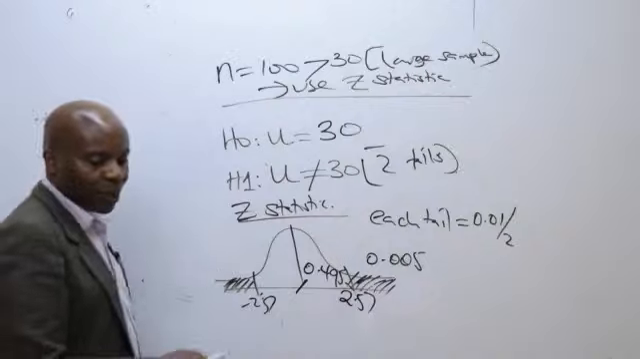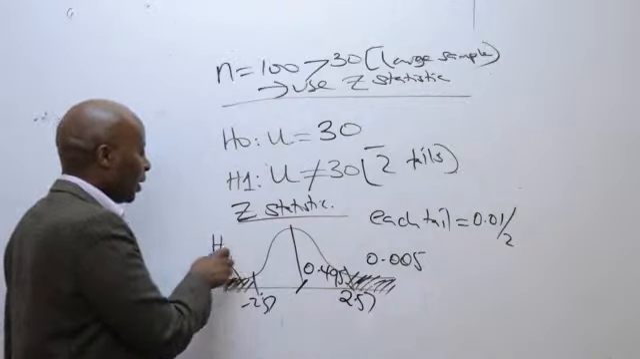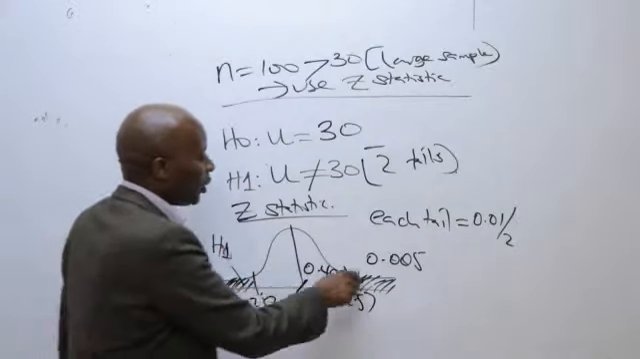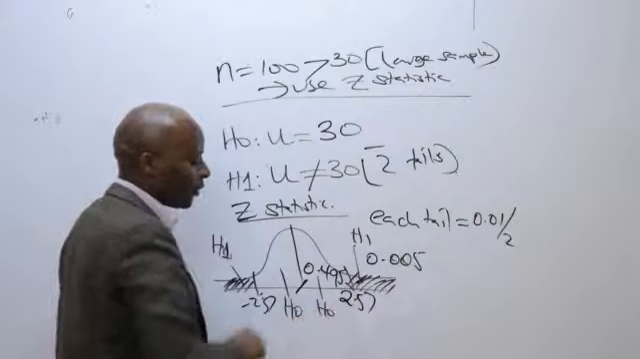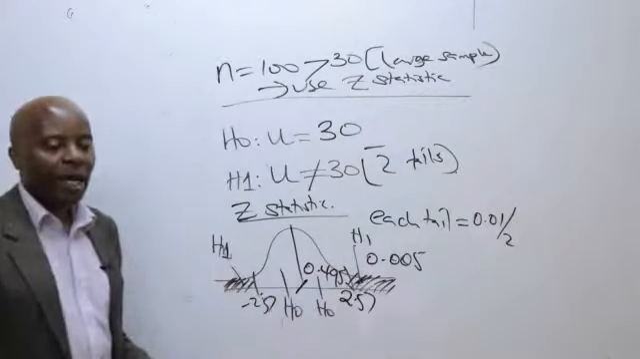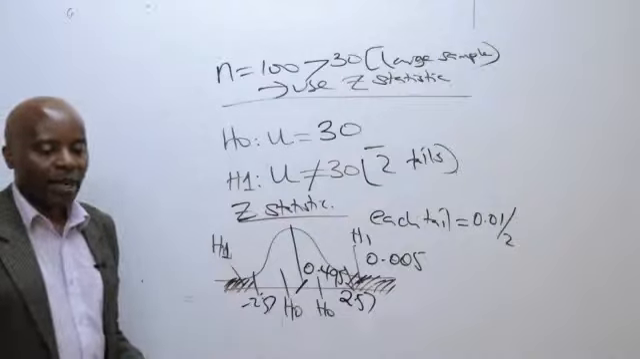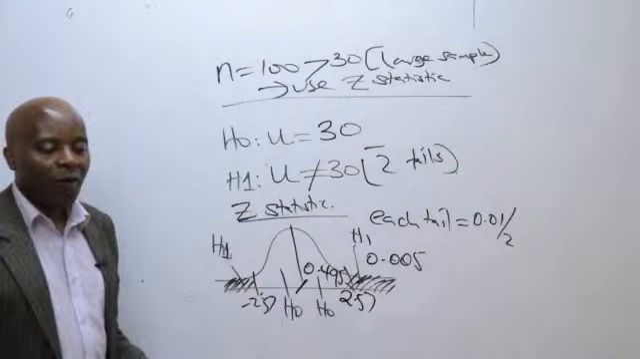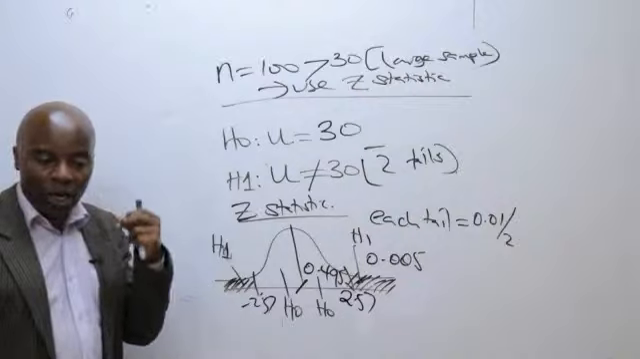And please don't forget to say that this is an H1 shaded. Shaded is always H1. The unshaded ones are the H0s. Please mark yours like that.